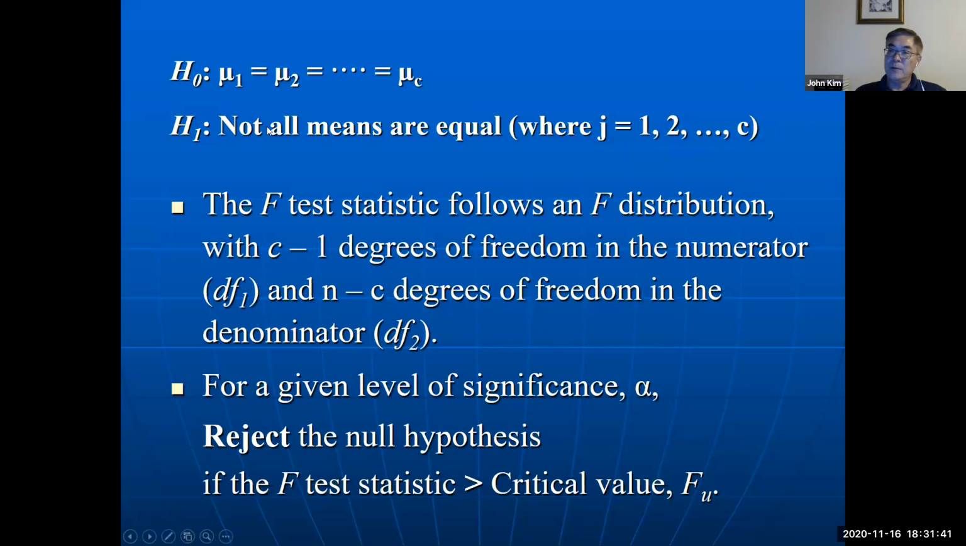So the hypotheses for this ANOVA test: the null hypothesis is mu1 equals mu2, up to the number of samples. If we have 3 samples, then mean 1, mean 2, mean 3 are equal, and the alternative hypothesis is not all means are equal. Then using C minus 1 as DF1 and N minus C as DF2, find the critical value and compare.